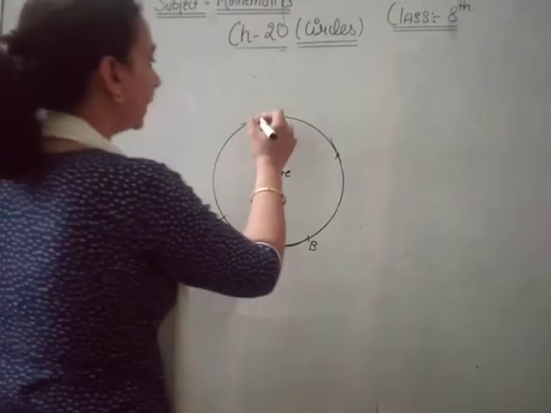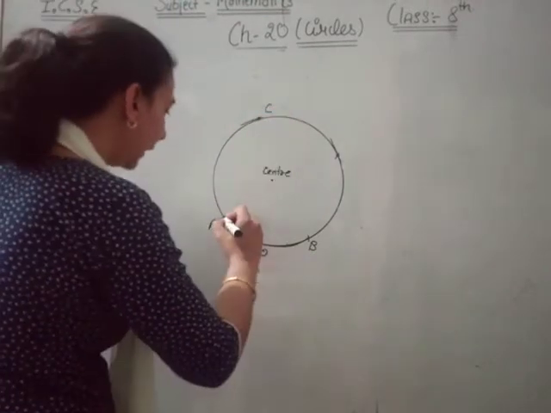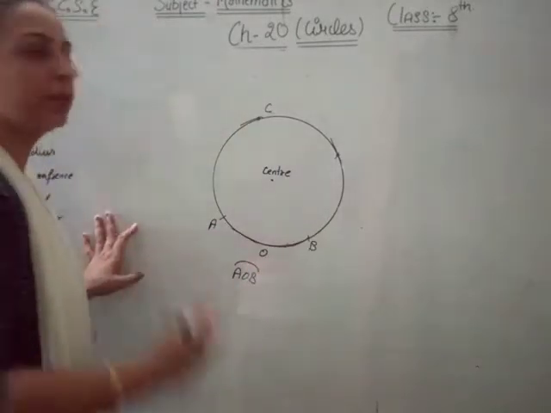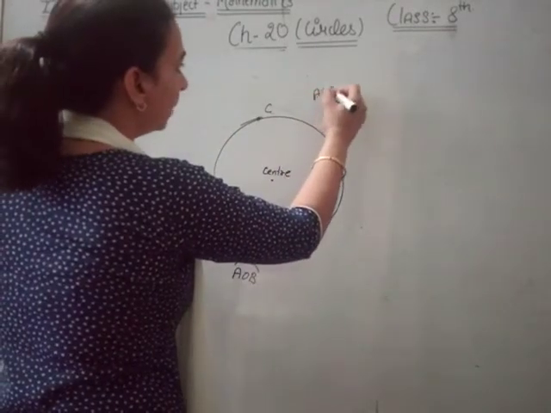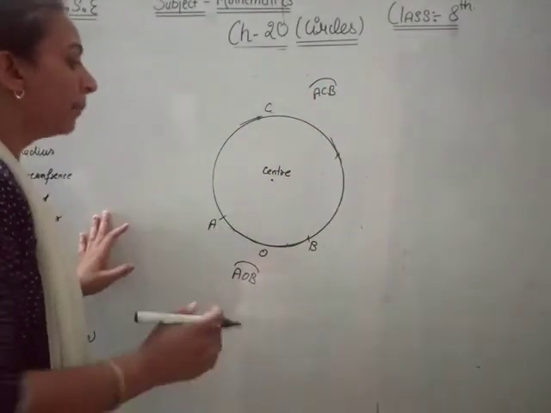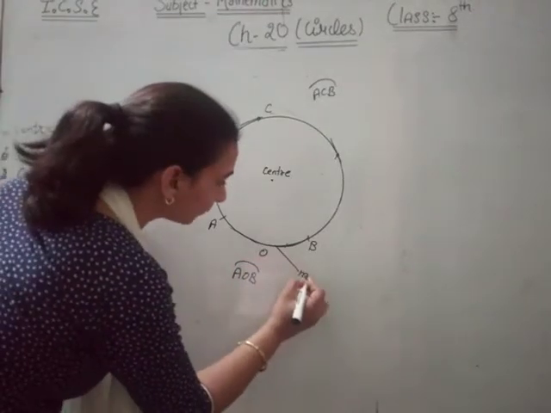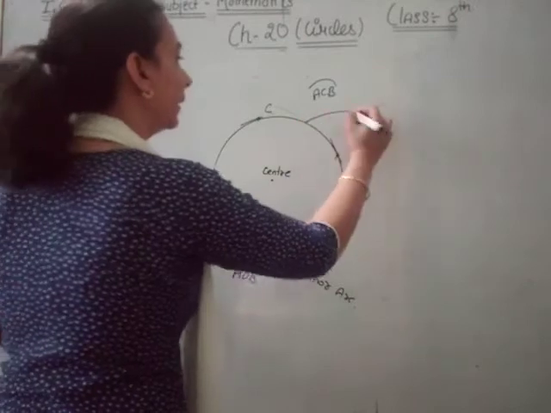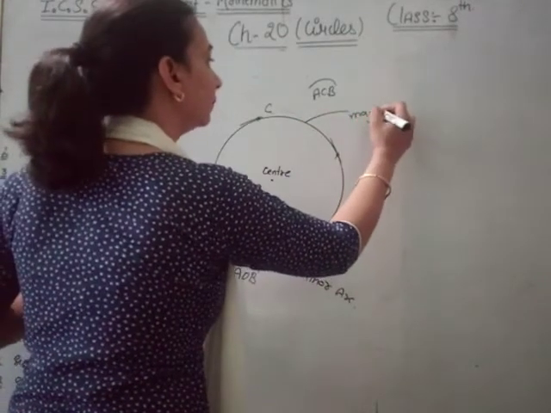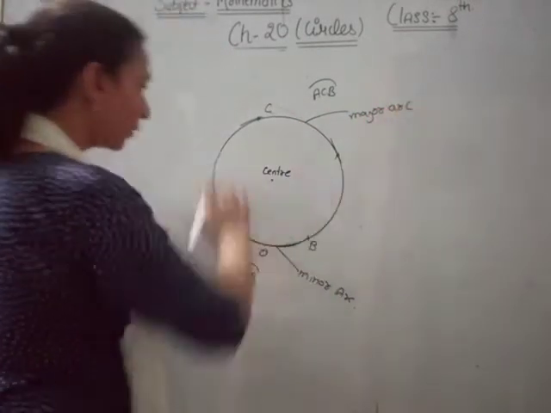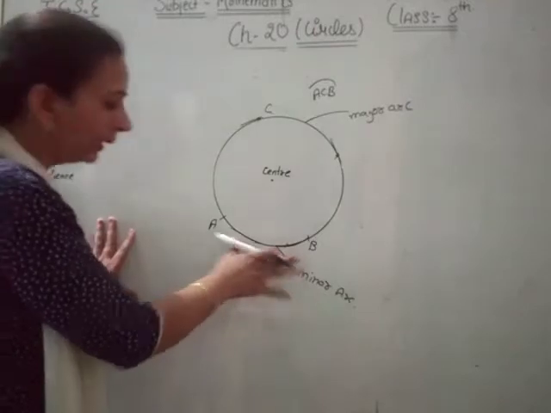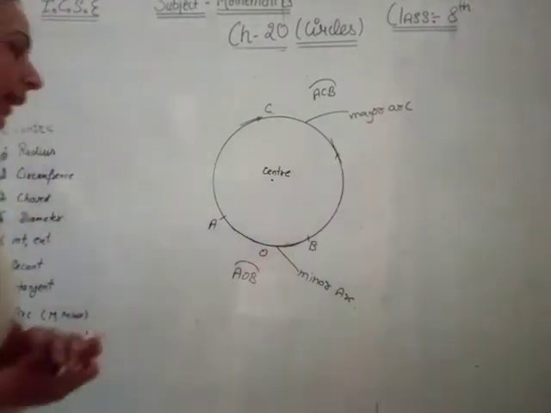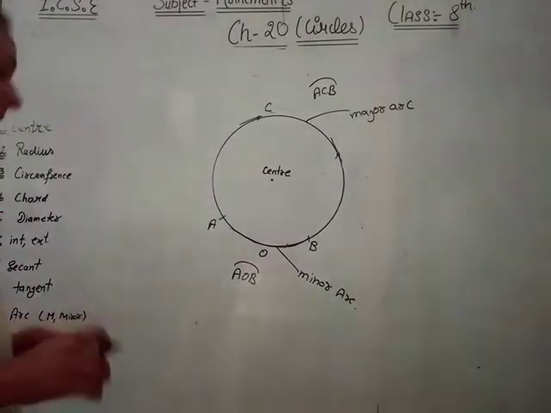And student, if there is any point C, then ACB is also an arc. But student, this is a minor arc, and this is a major arc. This portion is greater, this is smallest, so this is the minor arc, and this is the major arc. Okay, student. After arc, next is semicircle.